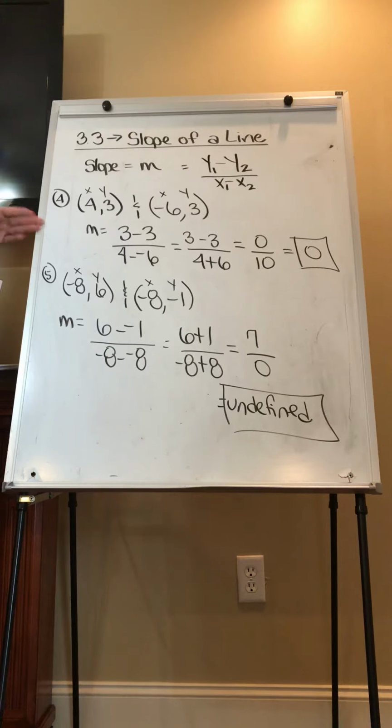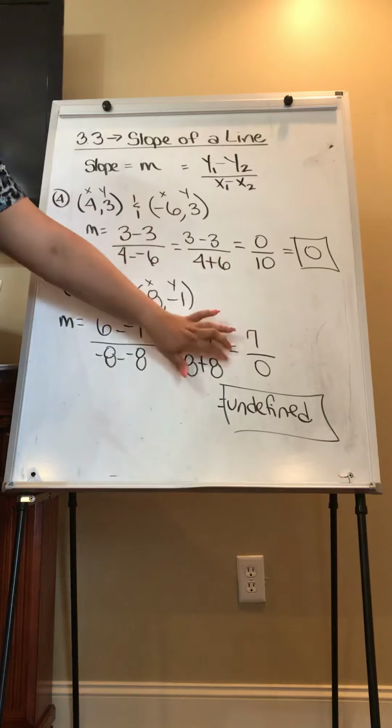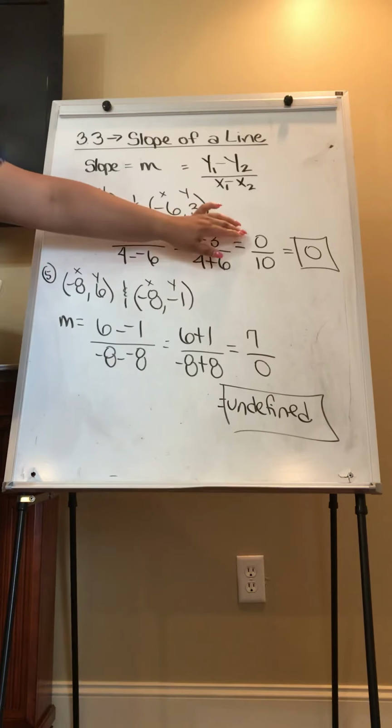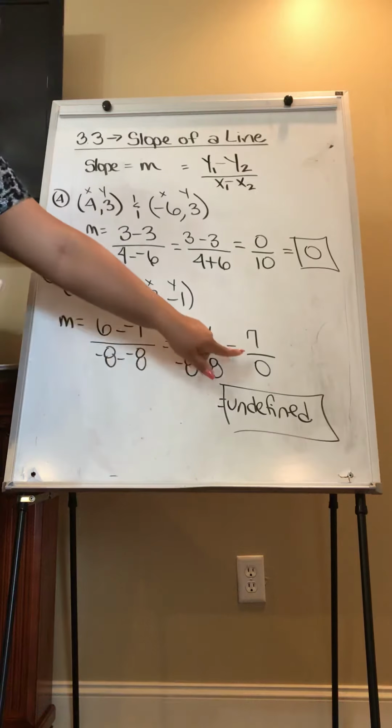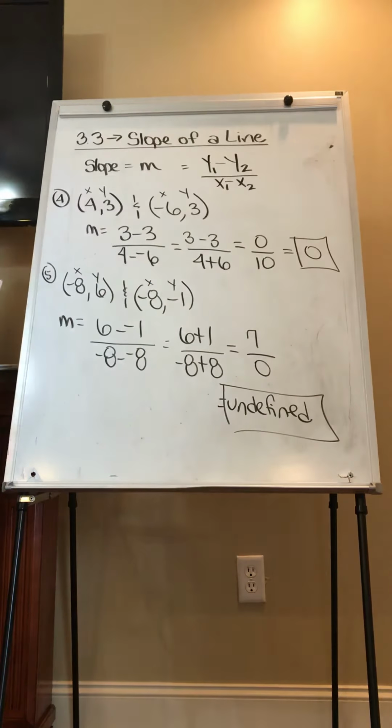Okay? So these two are considered special slopes. 0 and undefined. Make sure you can distinguish between where the 0 is located. 0 on top, again, equals 0. 0 on the bottom equals undefined. Next, we're going to look at graphing equations of lines.